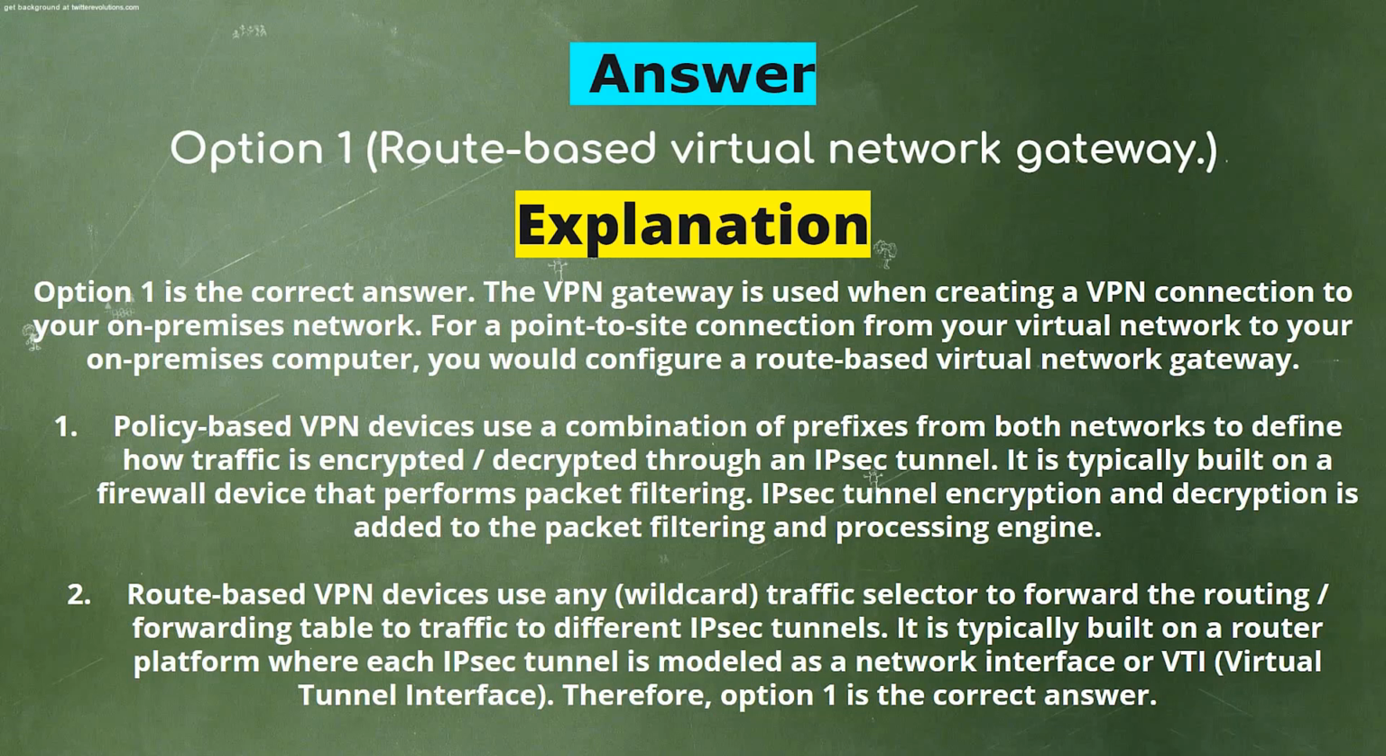Number 2. Route-based VPN devices use any traffic selector to forward traffic, based on the routing or forwarding table, to different IPsec tunnels. It is typically built on a router platform where each IPsec tunnel is modeled as a network interface or VTI, virtual tunnel interface. Therefore, option 1 is the correct answer.